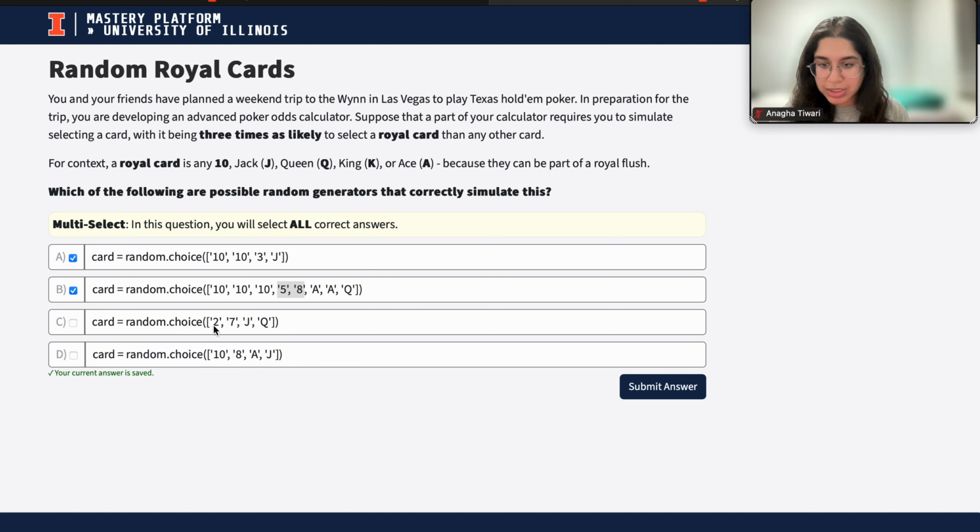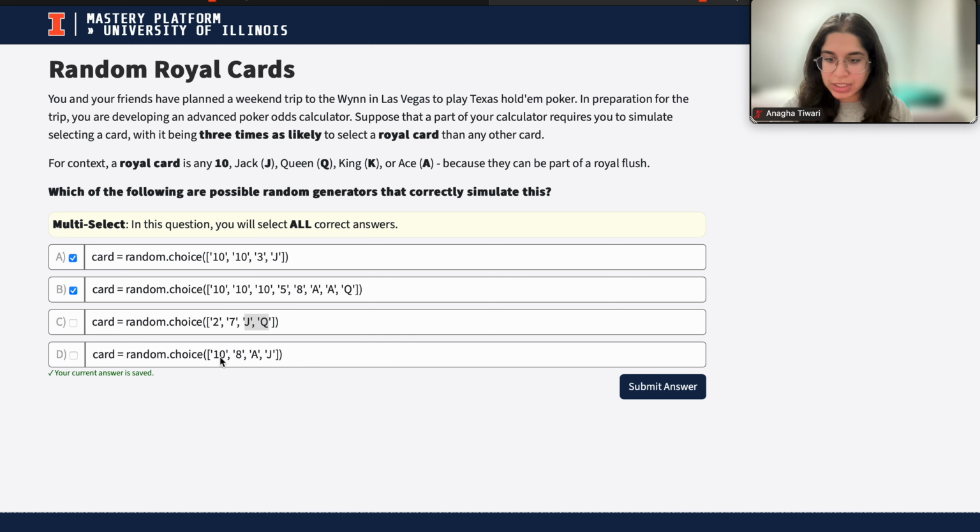When we see answer choice C, we have a jack and a queen. So there are 2 instances of a royal card and 2 instances of a non-royal card. So it's actually equally likely to select a royal card as any other card, because both of their probabilities are 2 out of 4, or half. So C is not correct.